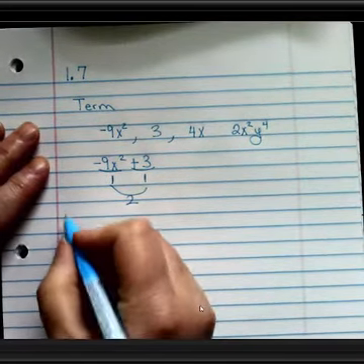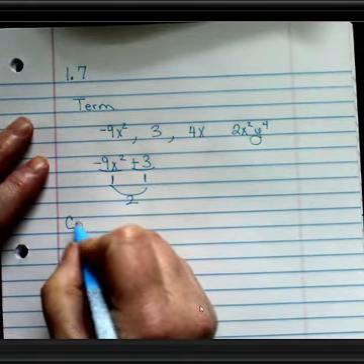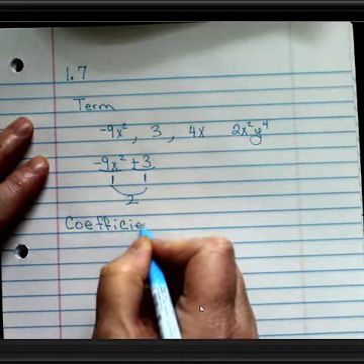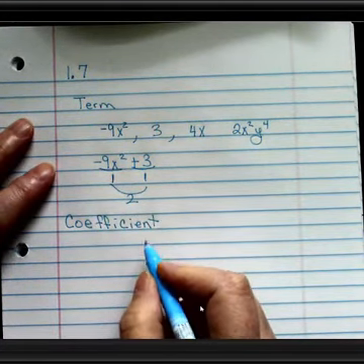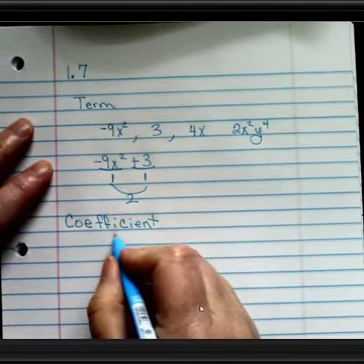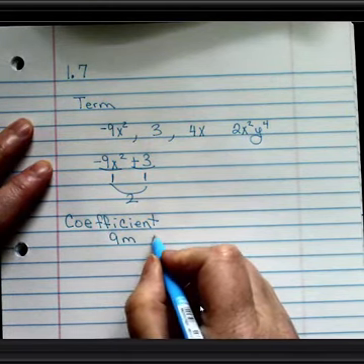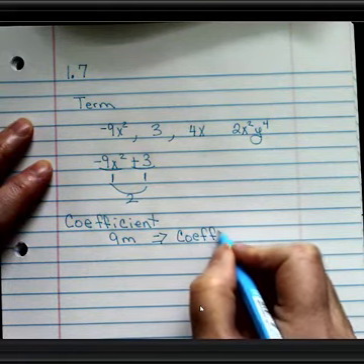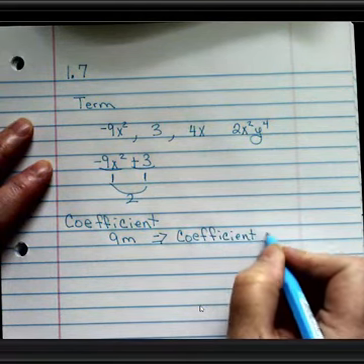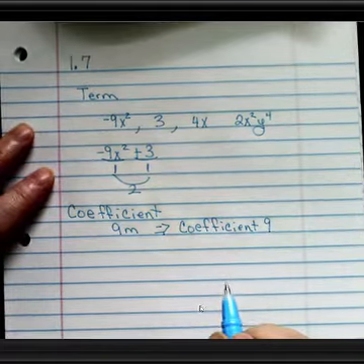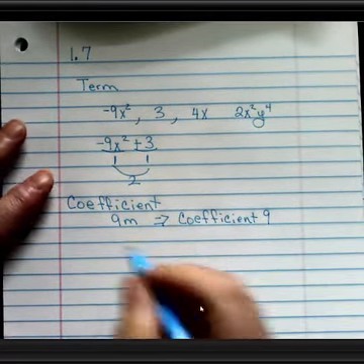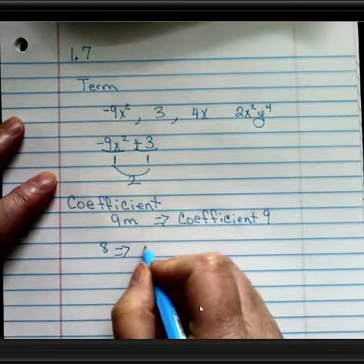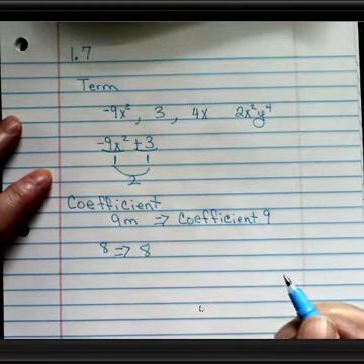Now, in addition to term, you need to know what a coefficient is. A coefficient is the number in front of a variable. For example, if you have 9m, the coefficient is 9. That is important to know when you combine like terms. If you had 8, the coefficient is equal to 8 because there's no variable on it.